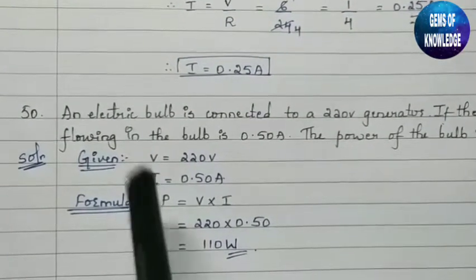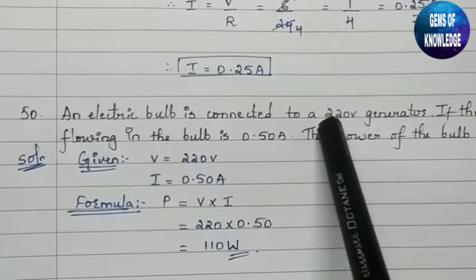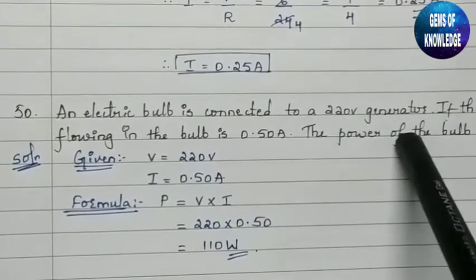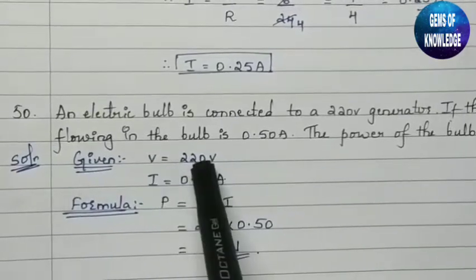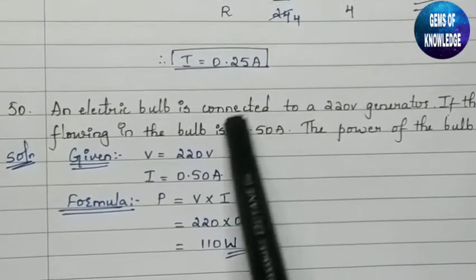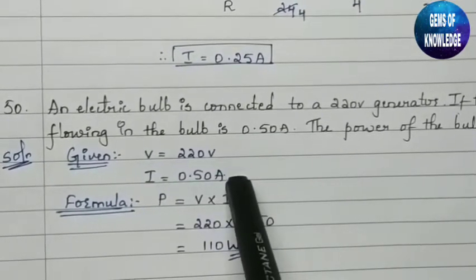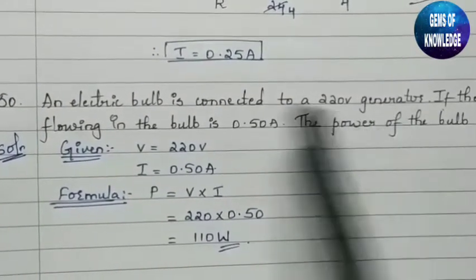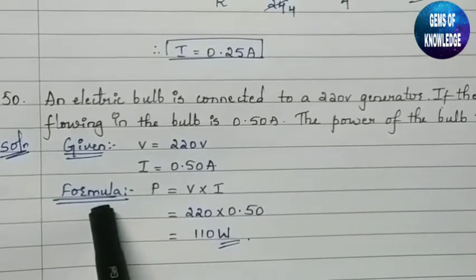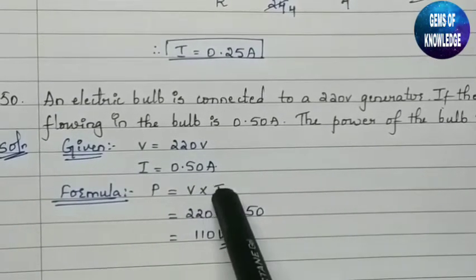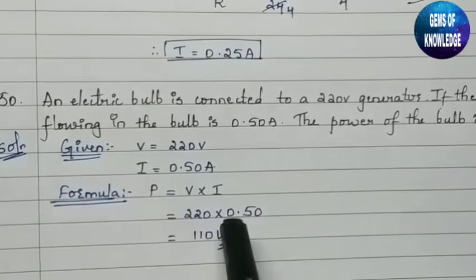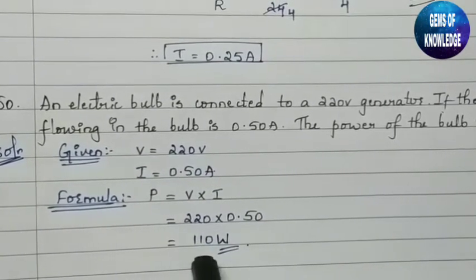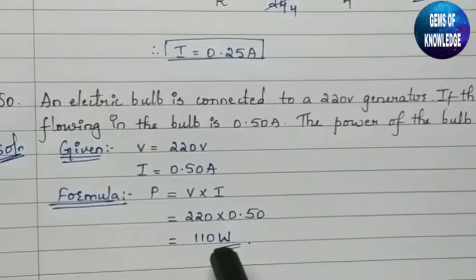Okay, so you can see here in the question what is given. Already they have given an electric bulb is connected to a 220 volt generator. So V is given, that is 220 volt, and I is given, that is 0.5 ampere. They have told us to calculate the power of the bulb. So what is the formula we have for the power? P is equal to V into I. So let us substitute 220 into 0.50. When we multiply this, what we are going to get is 110 watt.